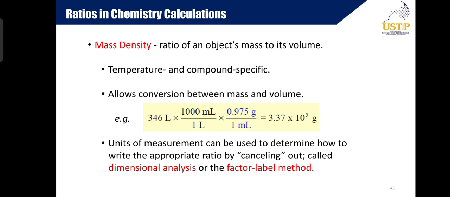In order for you to get the mass of a volume, you have to use the canceling out, or the dimensional analysis, or the factor label method. Later, guys, I will be sending you videos on the factor label method for those who are still finding it hard to grasp the concept.